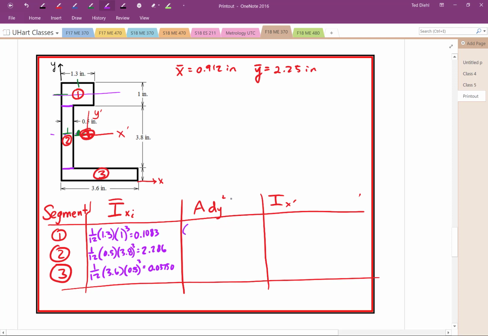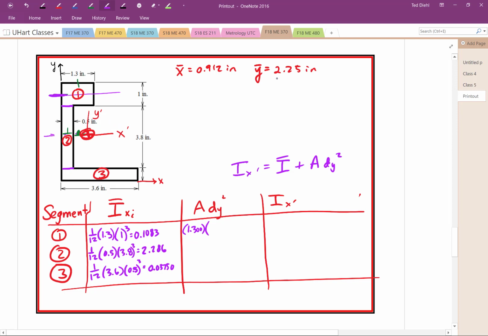What I've really written across the top is the parallel axis theorem. The moment of inertia about the new axis, the centroidal axis, is equal to the moment of inertia of each part about its own centroid, plus A times the distance it gets moved. I've just separated it out and flipped it around. The area of segment 1 we knew was 1.300. Its original location was up here, but now it has to move down to there.